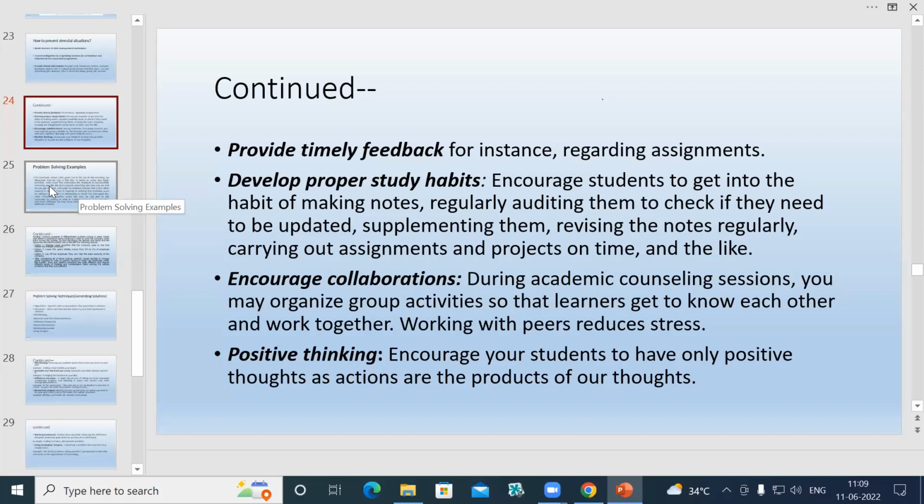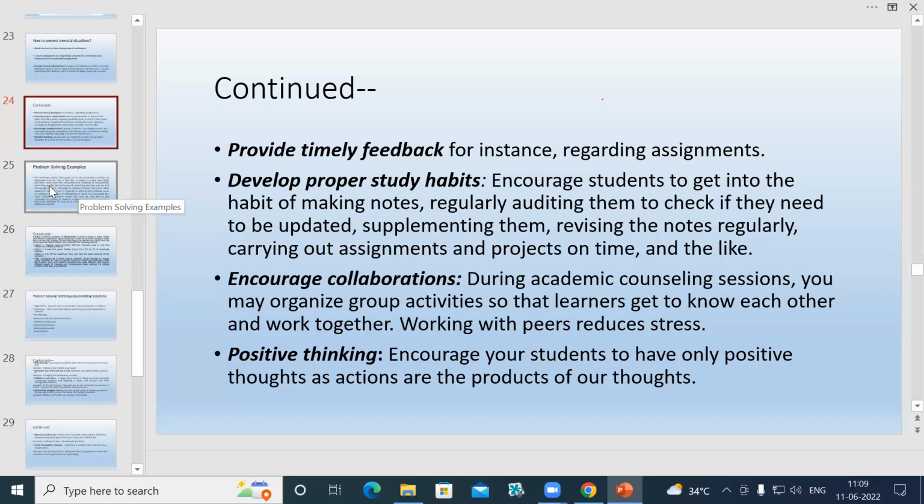Then positive thinking: encourage your students to have only positive thoughts, as actions are the products of our thoughts. So we should try to create positive thinking to solve a problem. That is how you can go for the solution of the problem.